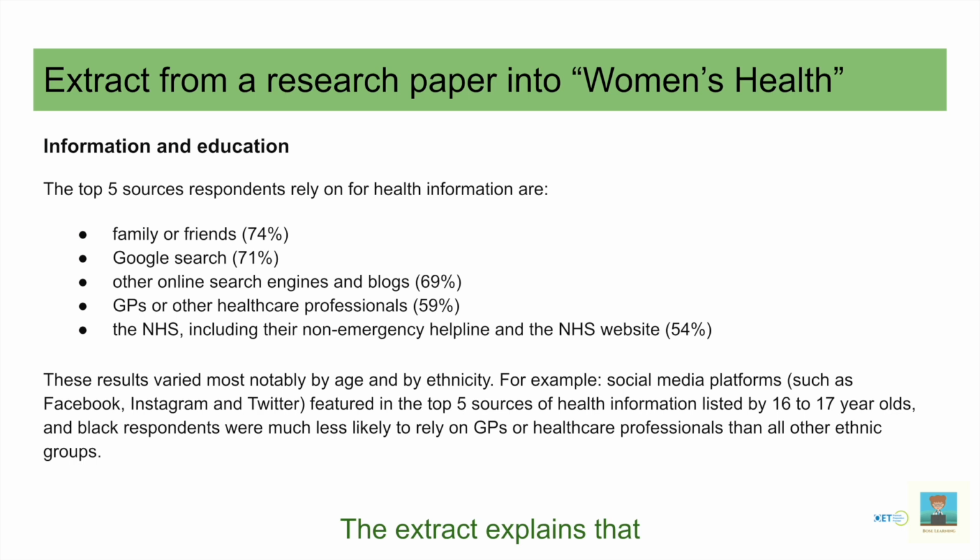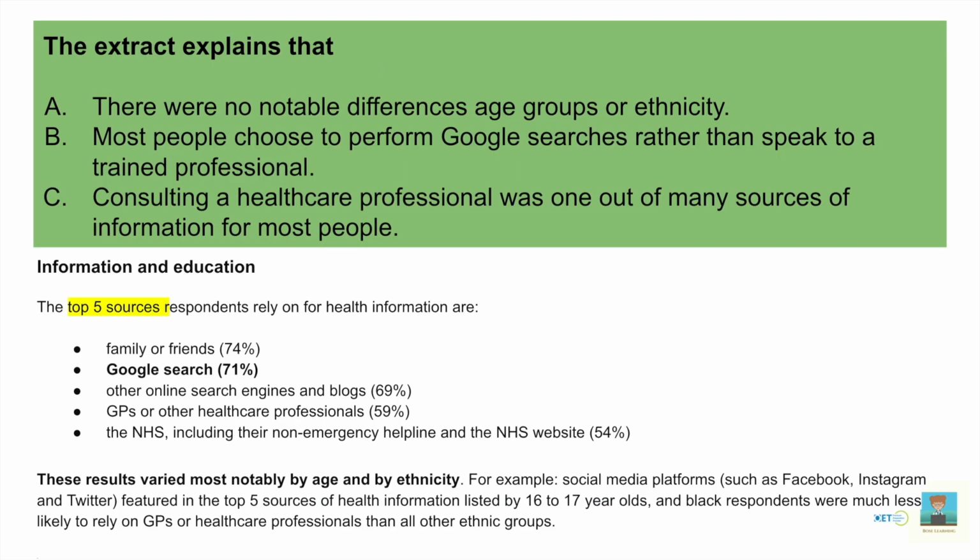Okay, so are we looking for specific information or gist here? What do you think? Well, okay, so it's a gist question. You're trying to get the whole information. You've got to read everything this time, not just skim or scan. There were no notable differences. Well, actually, there were. The results varied by age and ethnicity.